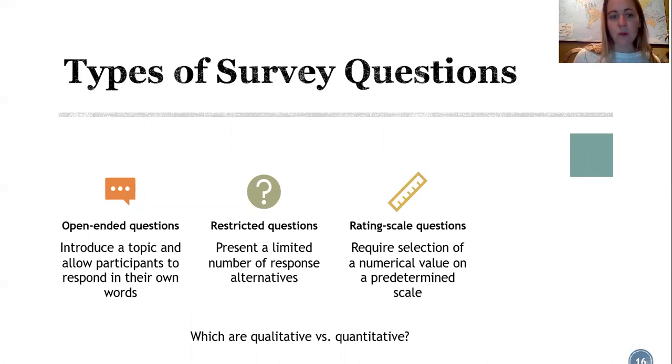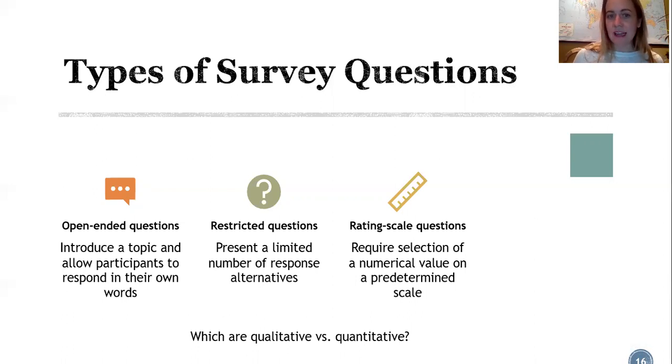We can ask open-ended questions where we allow participants to respond in their own words. An example of that would be a short answer or essay question on an exam. We can ask restricted questions where we present a number of possible options and participants have to pick one. An example of that would be a multiple choice style exam. Or we can ask rating style questions where we ask participants to rate, from 1 to 5, how well they think certain statements apply to them.